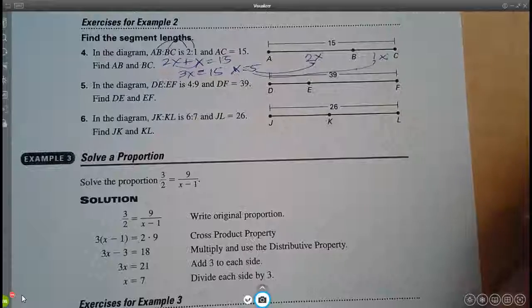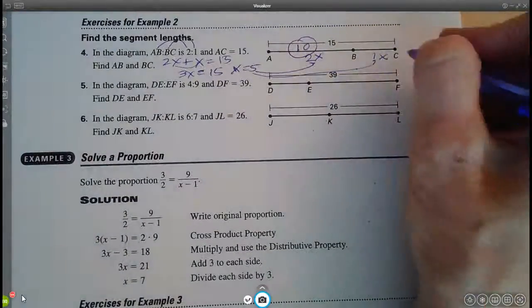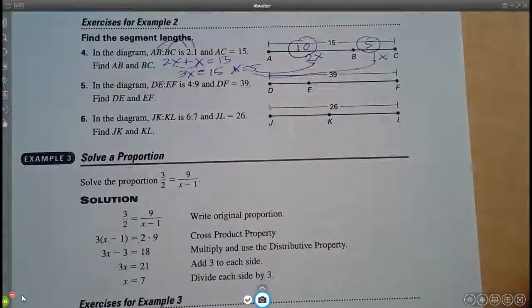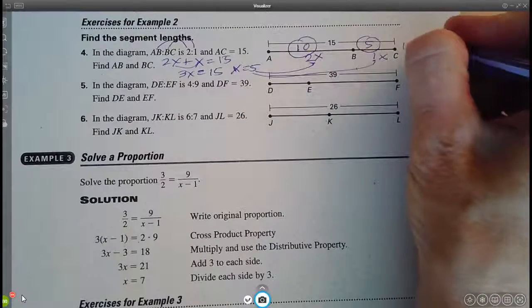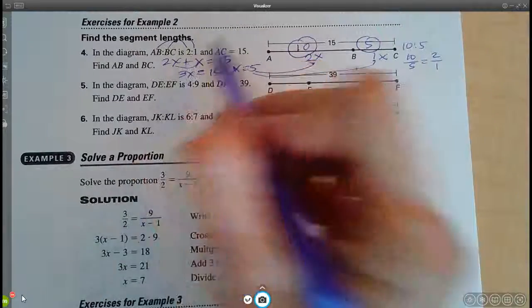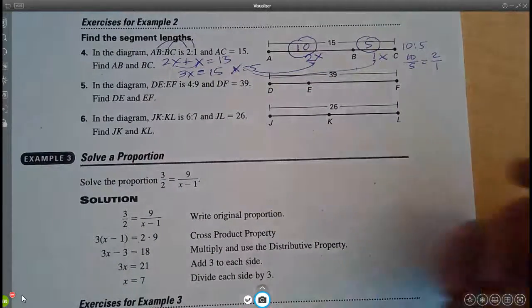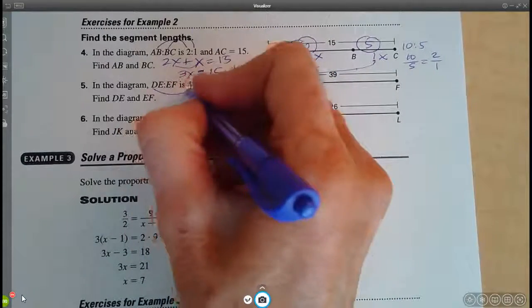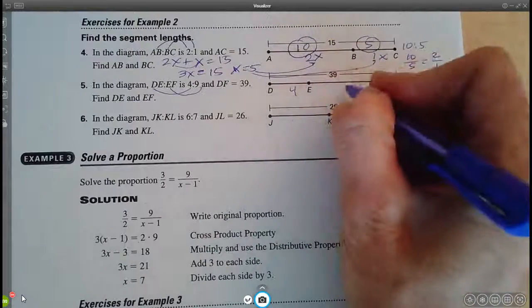I'm able to substitute that. 2 times 5 is 10. That's my length of segment AB. 1 times 5 is 5. I can check it. 10 plus 5 equals 15. And the ratio of 10 to 5 is indeed 2 to 1. Okay. This next one will model a little different strategy. Again, we've got the ratio of DE to EF, 4 to 9.